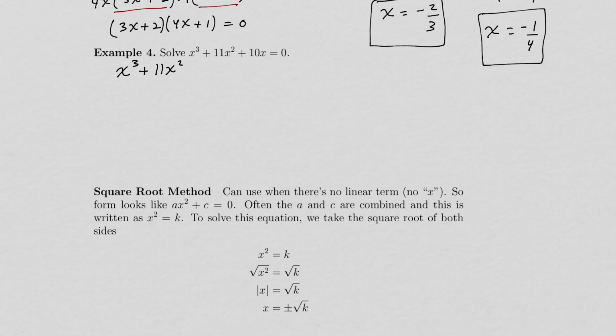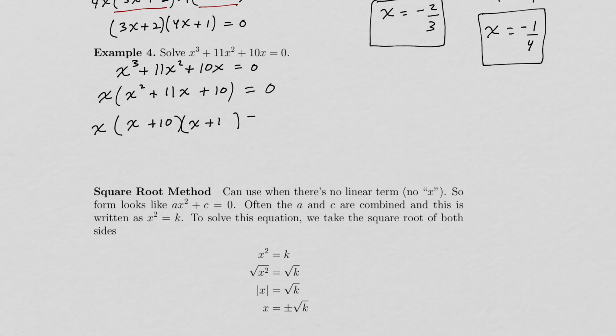Let me just write it down again. And then what remains is quadratic, right? I'm going to get x squared plus 11x plus 10 is equal to 0. So you have to keep that x that you pulled out, and then this is just the BC rule, right? I want two things that when multiplied will give me positive 10, and when added will give me positive 11. Well, plus 10 and plus 1 will work.